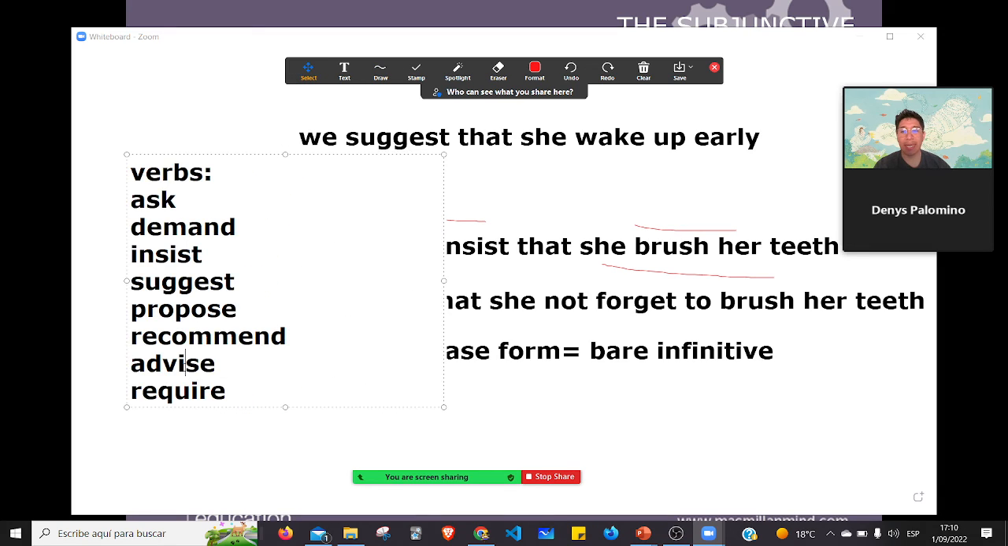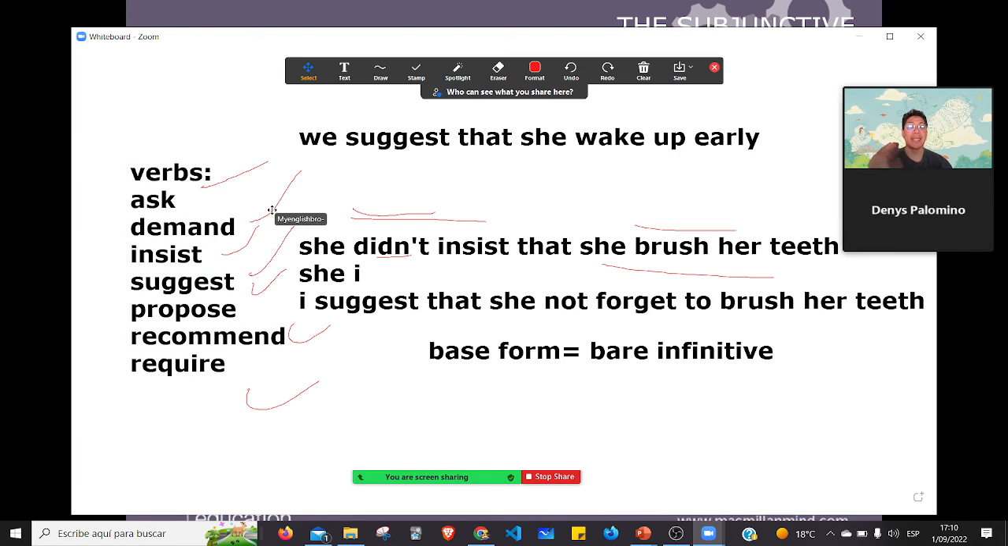Yo no usaría aquí el advice. El advice lo uso en... Ahora te voy a enseñar el otro. Hasta aquí se entendió lo de estos verbitos. Yes, ask, demand, insist, suggest, propose, recommend, require. They are always in the second structure, the second sentence, in the verb infinitive or base form. You can call it whatever you want. You got this part? Yes?